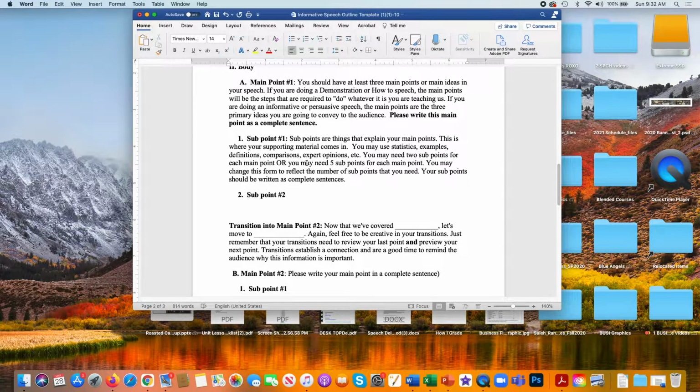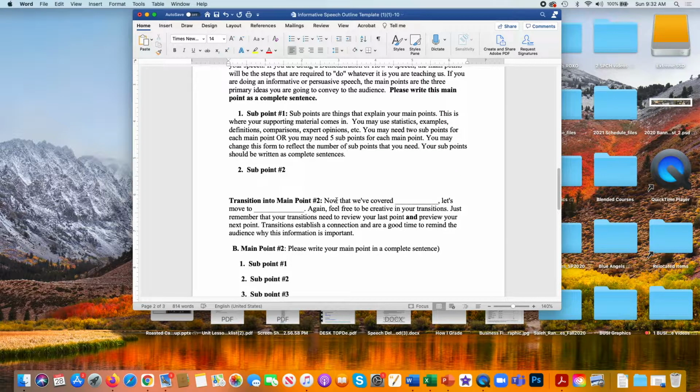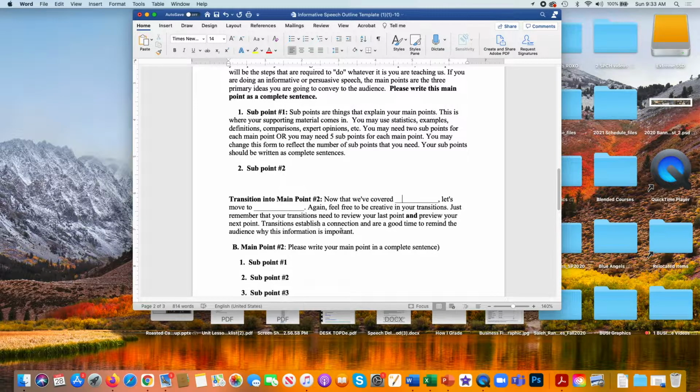Then after you have presented your main point one, you're going to transition into main point two. So as you are presenting your speech, you can say, now that we've covered main point one, which was, and you type that in here, let's move on to main point two, which is. Now, if there are other creative ways that you want, go ahead and do that. But I've just given you a guide right here to help you. Again, transitions are important. It establishes a connection. And it's a good time to remind the audience why this information is important.